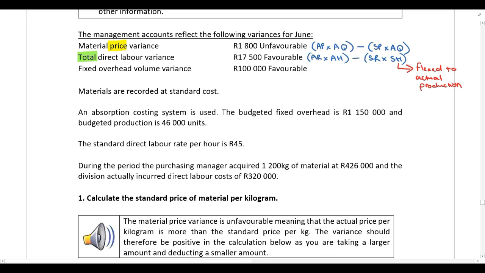Then next, you're given the fixed overhead volume variance. So how do we calculate the fixed overhead volume variance? It's the difference between the budgeted cost and the absorbed cost.